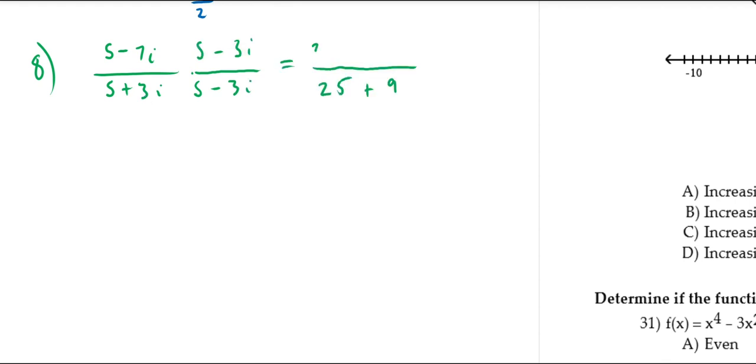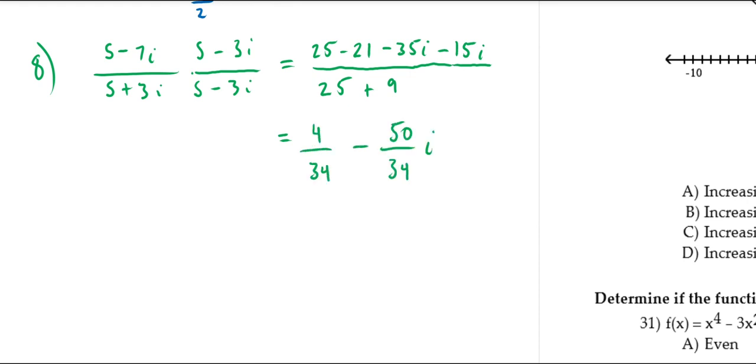And then at top, I'm going to get 25 minus 7 times minus 3 is positive 21, but they're i squared, so it's minus 21. And then for our i term, we're going to wind up with minus 35 and a minus 15. Keep in mind, I'm just FOILing here, but now if I group like terms and pull my i out to the front, we'll have the following, which we can reduce to 2 over 17 minus 25 over 17i, which is indeed answer C.